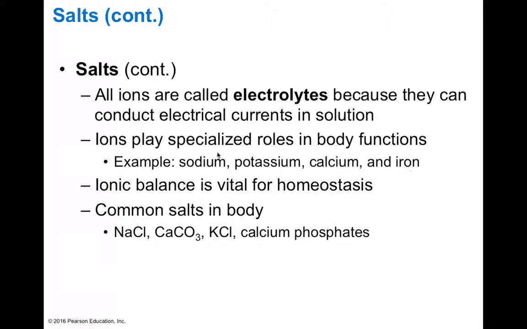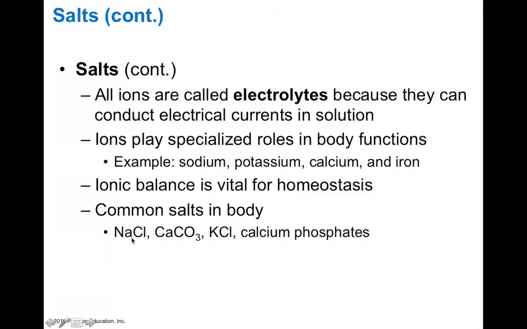Now, ionic balances are vital for homeostasis. If you have an ionic imbalance, then homeostasis will be in imbalance. And in this regard, it can lead to a variety of really interesting signs and symptoms, which may or may not be fatal. Now, some of the common salts of your body include things like sodium chloride, calcium carbonate, or potassium chloride, or other calcium phosphates, and these are all important biomolecules that help support homeostasis.